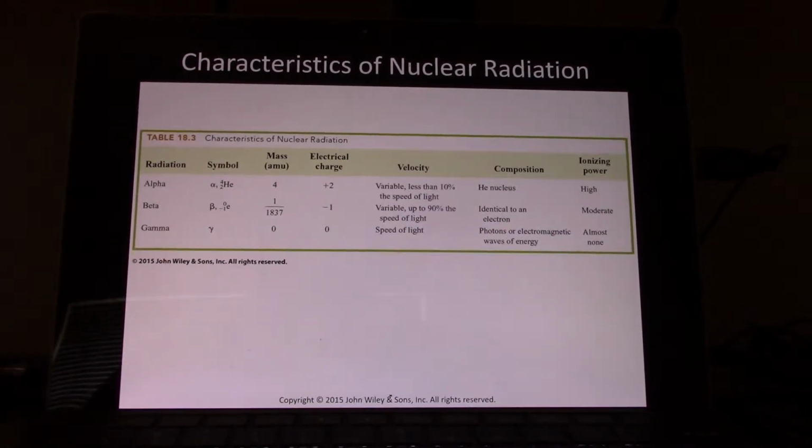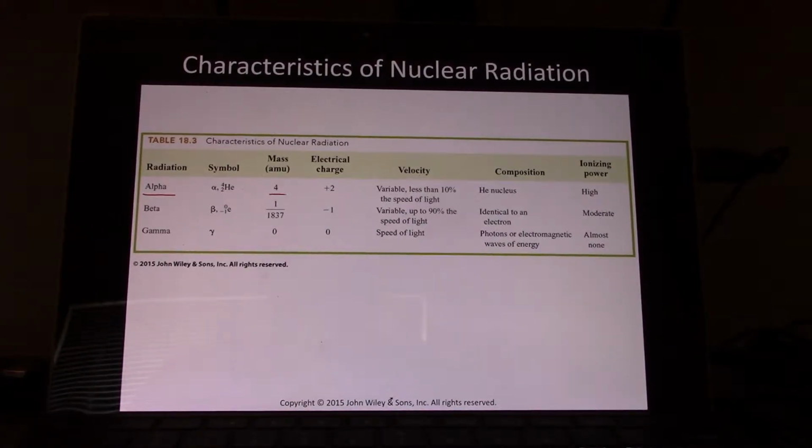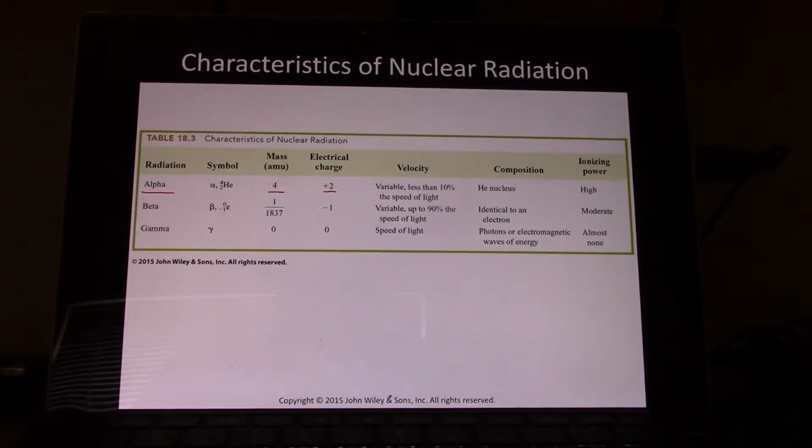Here we see all the characteristics of alpha, beta, and gamma radiation. Again, alpha radiation emits an alpha particle, which is a helium nucleus, has a charge of 2 for the 2 protons, atomic mass unit of 4 because there's 2 protons and 2 neutrons.